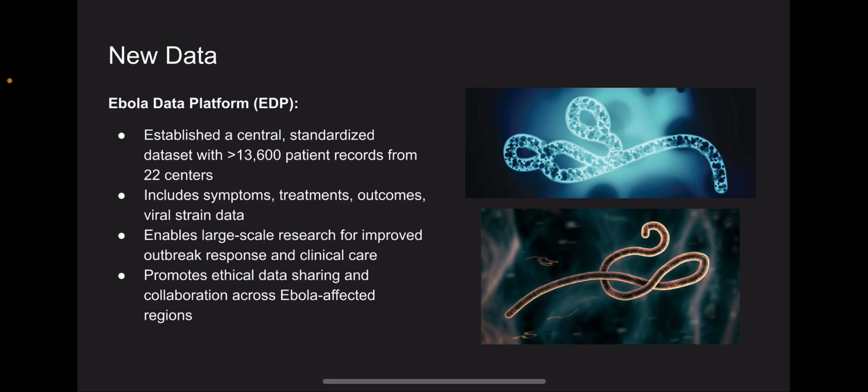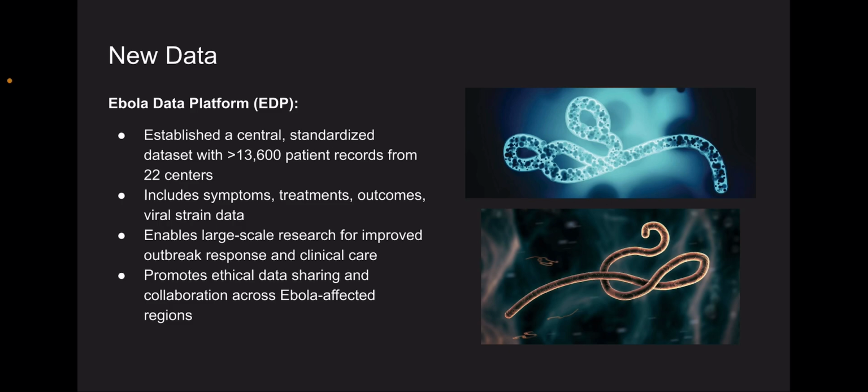One of the most important developments in recent Ebola research is the creation of the Ebola Data Platform. This platform was launched in response to the lack of standardized, accessible information and data during the 2014-2016 outbreak. It brought together more than 13,600 patients' records from 22 treatment centers across 4 countries: Guinea, Liberia, Sierra Leone, and Nigeria. This centralized database included clinical symptoms, treatments, outcomes, and even viral strain information.